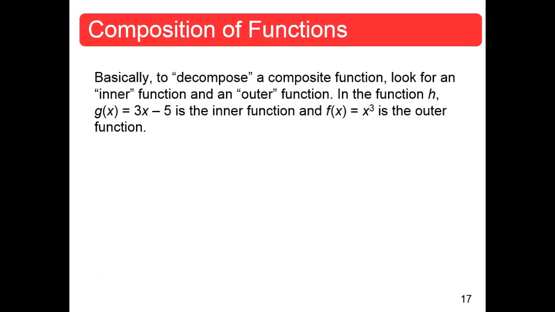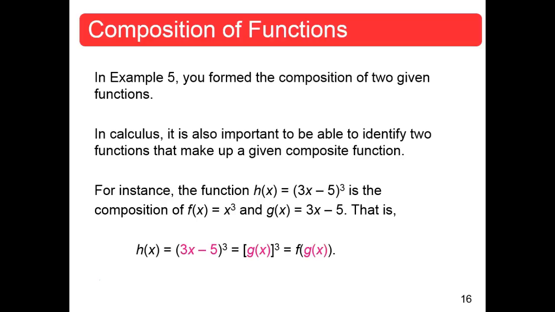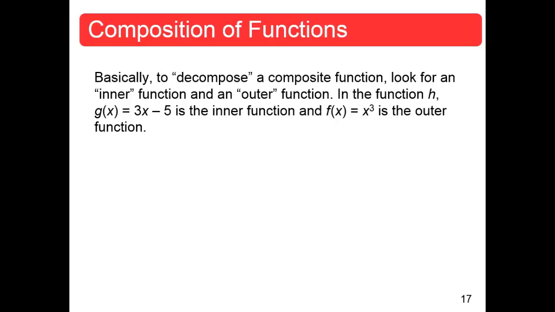A little bit of review, what we were saying before. To decompose a composite function, look for the innermost part of that function and the outermost part. In the previous one that we were doing, look at h of x equal to this. This is the innermost part, there's the outermost part. So the innermost function, your g of x, is the 3x minus 5. The outermost function is x cubed. So, look for the inner and outer.